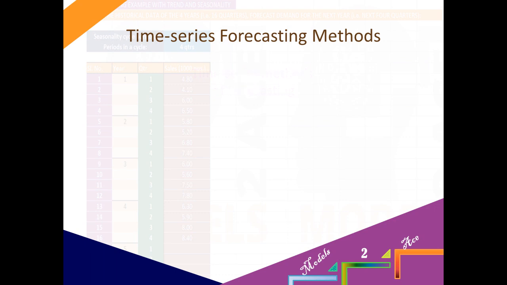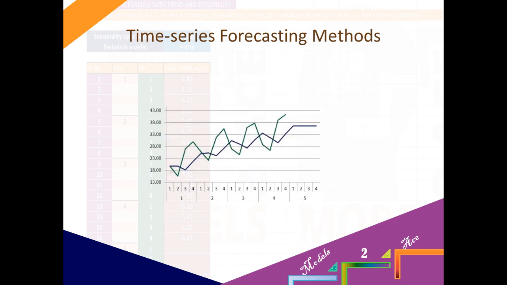Let's add a trend line to examine the presence of trend and, if present, the direction of the trend, that is, whether it is trending upwards or downwards. We note that demand is trending upwards year on year. Seasonality too is present.